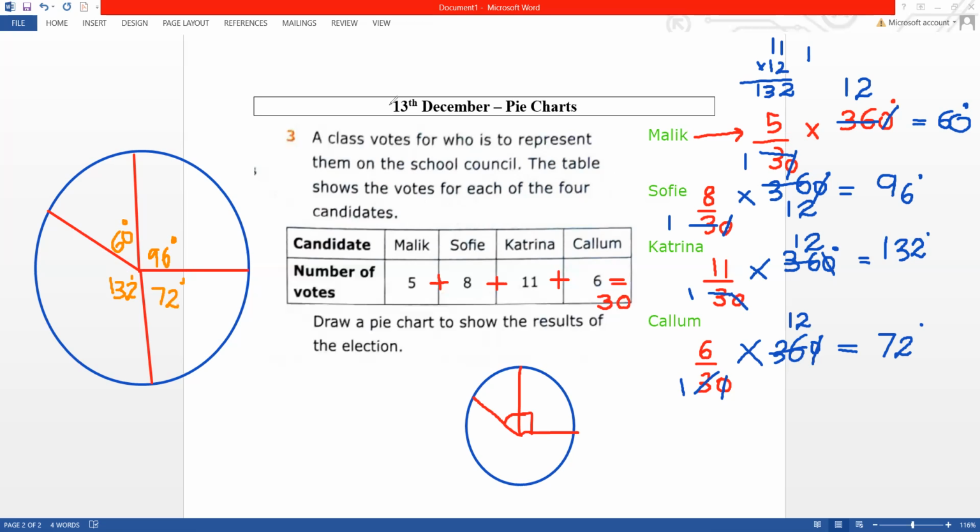After that, you have to write the correct person's name there. Now 60 degrees means Malik. And 96 degrees means Sophie. And then Katrina is 132. And then the next one is Kalu. Right? So that is how you have to find it. They're asking you to draw a pie chart to show the results of the election. Right? So that is the way we do it.